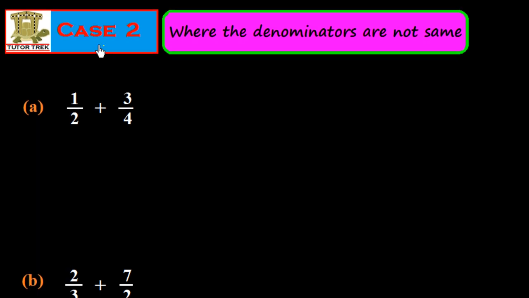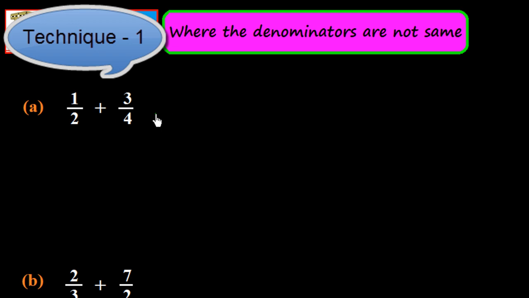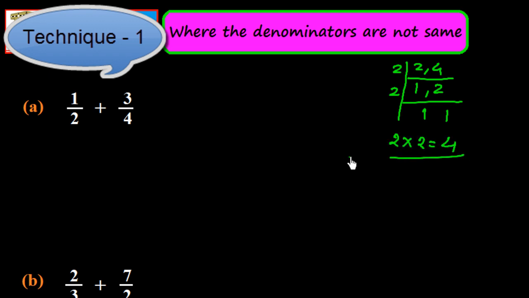Now I will explain case 2, where the denominators are not same. We have different techniques to solve this sort of addition question. First technique I would like to explain: we have to take the LCM of the denominators 2 and 4. How do we get the LCM? 2 and 4: 2 one time, 2 two times, then 1 and 1. So we multiply 2 into 2, which is 4. 4 is the LCM of these.